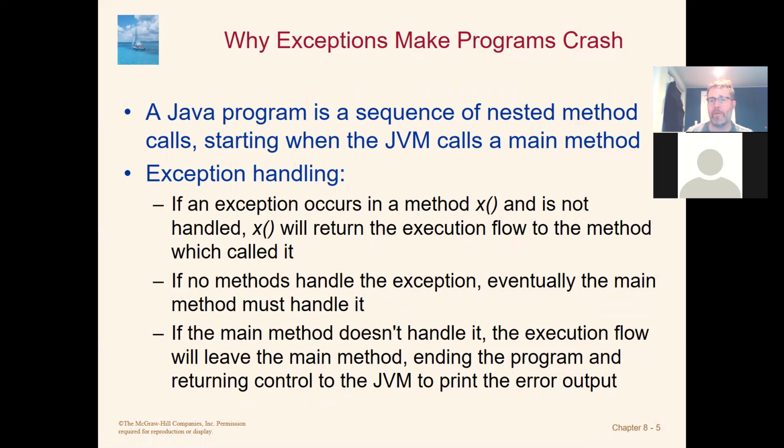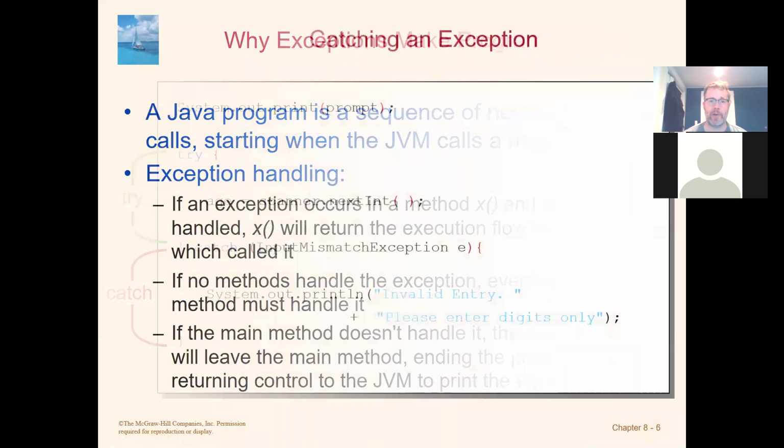It goes back to that very first method called to start the program that's going to be at the bottom of the stack. If the main method doesn't handle it, the execution flow leaves the main method, ends the program, returns control to the Java virtual machine so it can print the error output. Okay, fundamentally that's it. Why exceptions make programs crash.